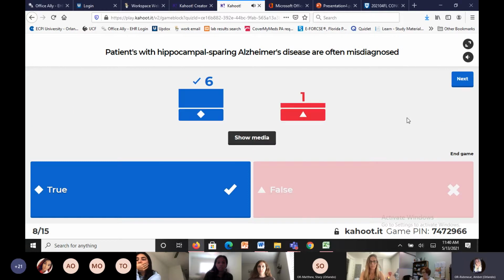Yes, so this one is true. These patients usually have normal memories with behavioral outbursts, language disturbances, visual disturbances, and they often have loss of limb control. And a lot of patients with this diagnosis of hippocampal sparing Alzheimer's disease weren't diagnosed until they were found on autopsies.